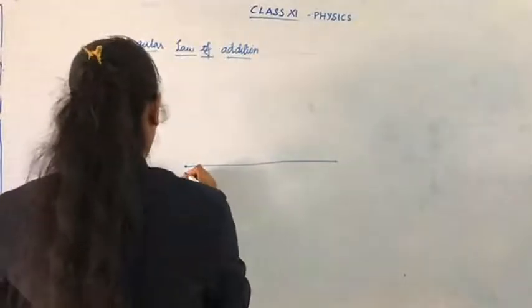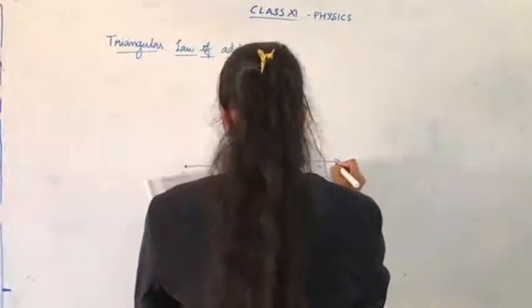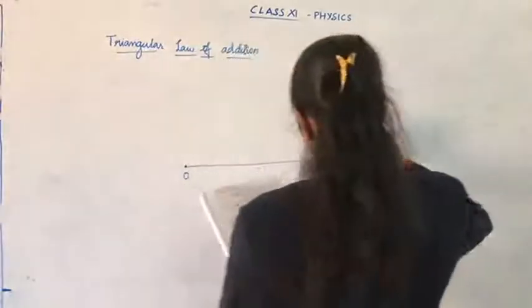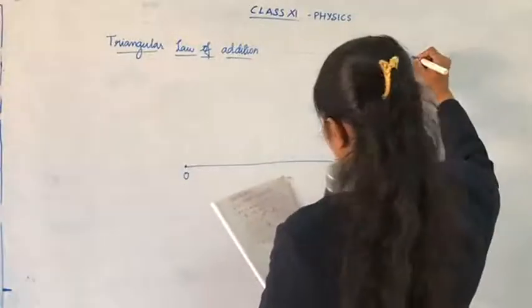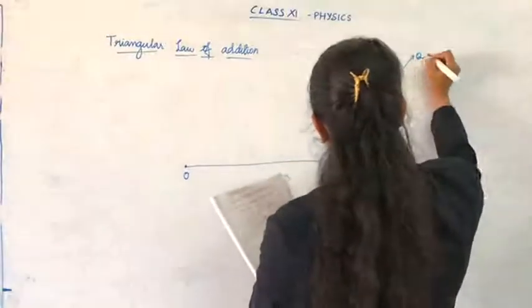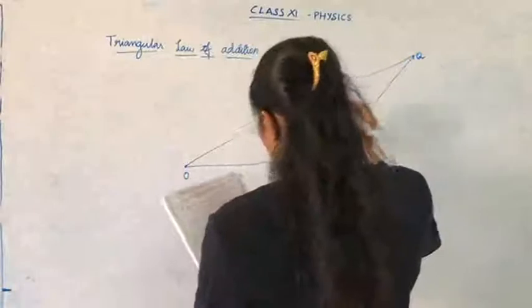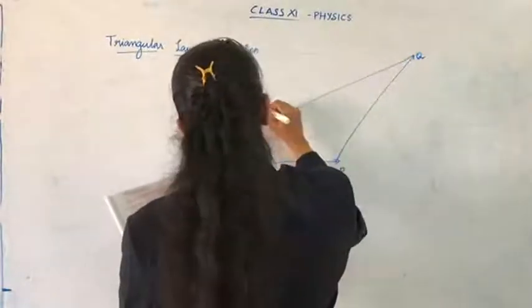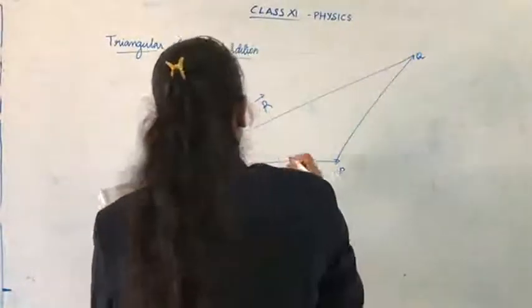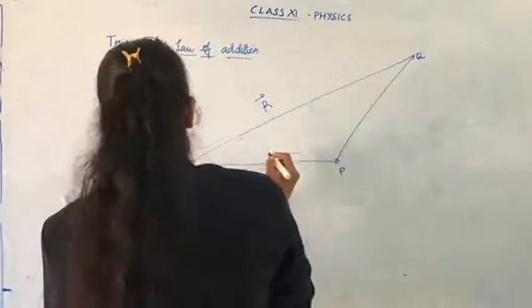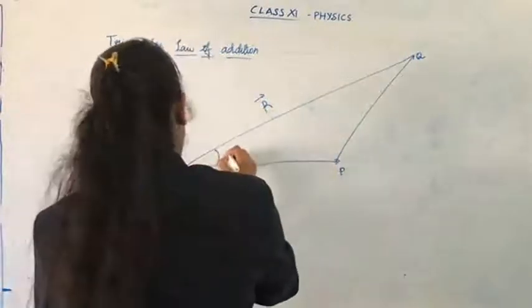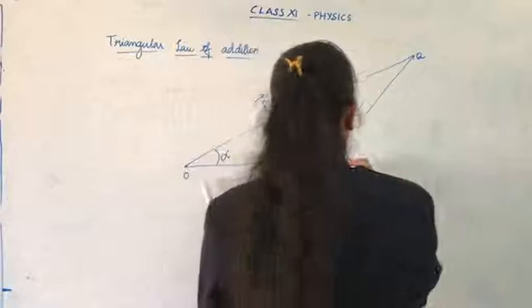This is the point O. This is the point P. And from here, this is the point Q. And this is the resultant. So make it as R vector. Now make it as angle. This is the angle alpha.